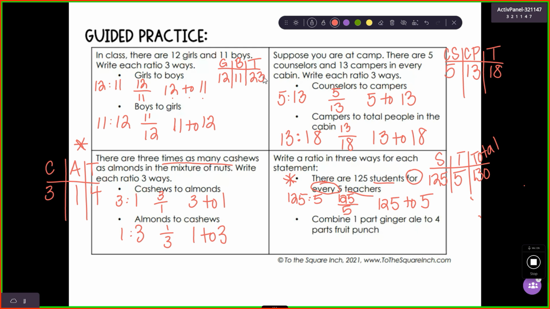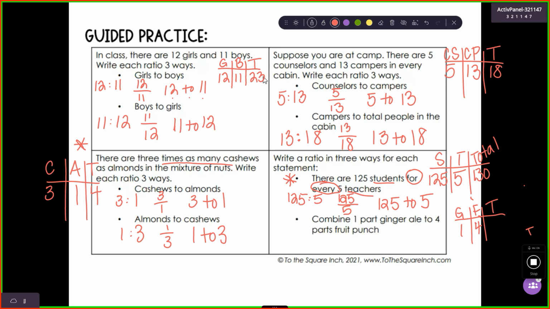Combine 1 part ginger ale to 4 parts fruit punch. Make my ratio table. I have some ginger ale, I have some fruit punch. What's the total? So my ginger ale, how much is it? And it used the word "to," correct? Yes. So that's how I know the order. 4 parts of fruit punch. So 1, 4. What's that total going to end up being?